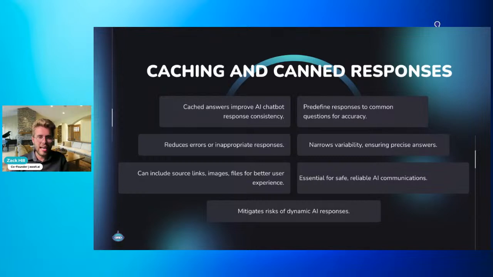Now, introducing cache answers into an AI communication strategy narrows the scope of variability, ensuring that every user question within predetermined categories receives the perfect answer. Now, these answers can also be enriched with source links, images, and files to improve the user experience further. Cache answers are essential for safe, reliable, and efficient AI communications and are a powerful tool to mitigate risks associated with dynamic AI responses.